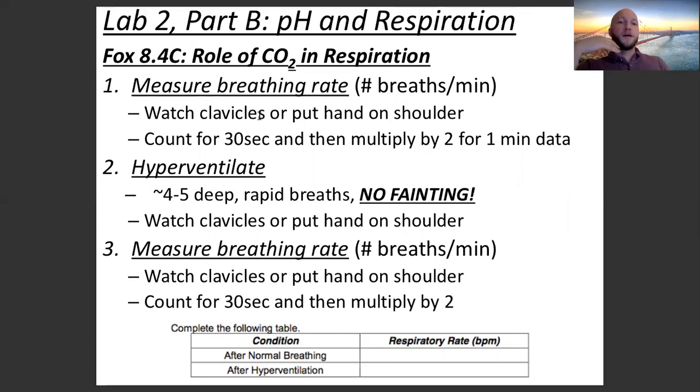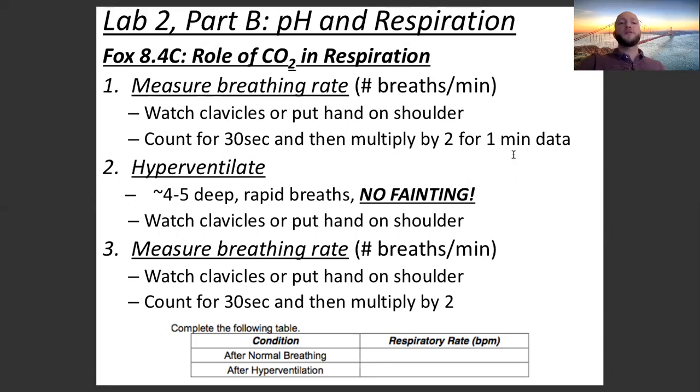That's a good idea. But when your patient's in front of you, they're not sleeping, they're awake, staring at their clavicles generally isn't a good way to measure their breathing rate. So just placing a hand on their back or on their shoulder, you can feel their chest expand and contract, and that's how we take respirations in class. Count for 30 seconds, then multiply by 2, and you'll get your respiration rate over 1 minute.